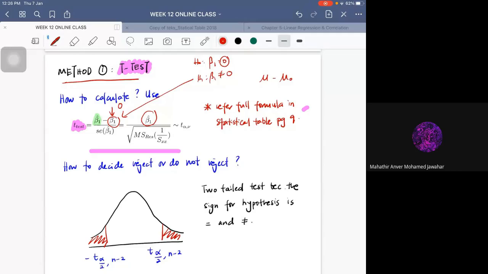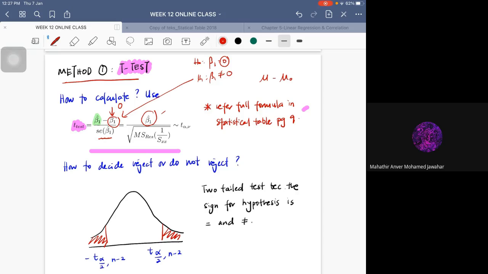So when you simplify, the formula simply becomes beta 1 hat, the estimated value of beta 1, and at the bottom it is divided by the standard error of beta 1. Sometimes in the question, they could give you the value of the standard error of beta 1 right away. So you don't have to do the calculation. You just take the value and calculate, and that's it.